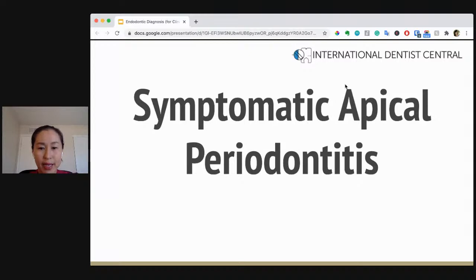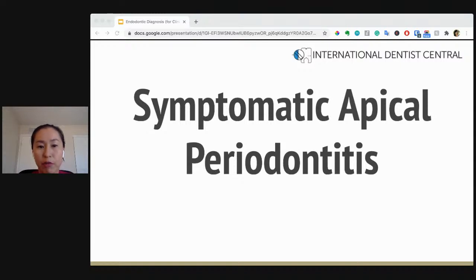So, symptomatic apical periodontitis means there is inflammation around the apex of the tooth and there are symptoms. So, inflammation of the apical periodontium producing symptoms, which generally involves pain to biting, percussion, palpation, all three, just one of the three, whatever. So we're talking percussion, palpation, biting, pain.